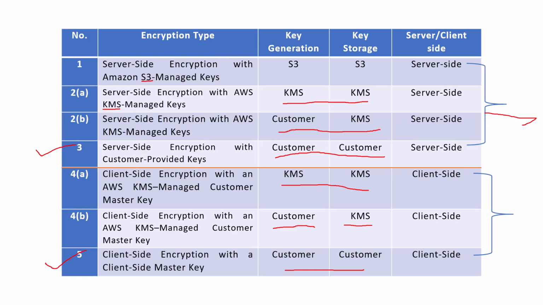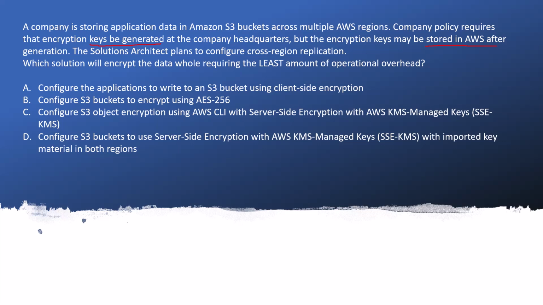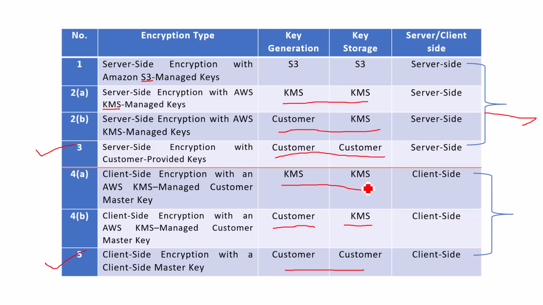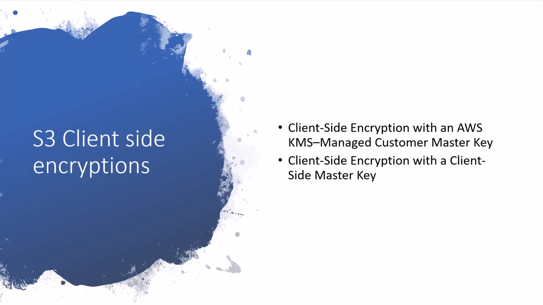So let's jump to the question. What the question is trying to say is that the keys are generated by the headquarters, but it is okay for those keys to be stored in AWS after generation. If I jump to this matrix, you can see that if the keys are generated from the customer side, then second B, third, fourth B and fifth are falling there. But since it is fine to store into the KMS side or on the Amazon side, second B and fourth B fall in the same category.